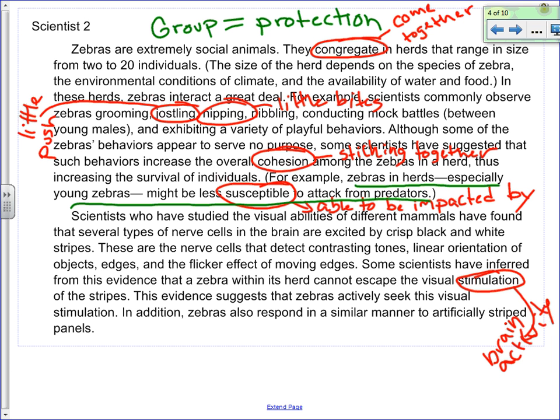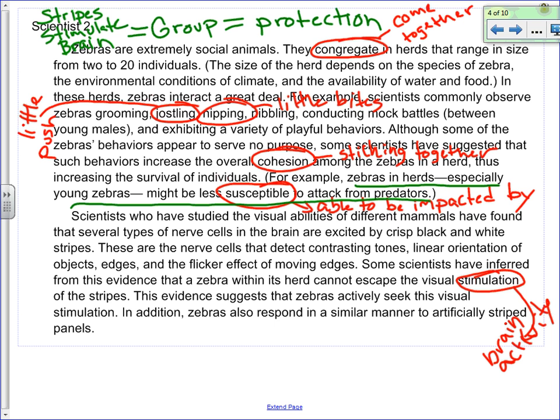The same kind of thing with zebras. Zebras don't necessarily know, hey, we should hang out in groups. So evolution has actually tried to put something into them to make them more likely to be in groups. So why do they like to be in groups? Because of stripes. What do the stripes do? They stimulate the brain, which leads to groups, which leads to protection.